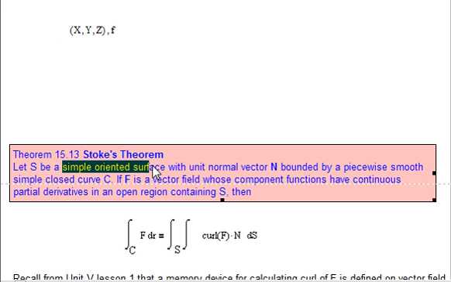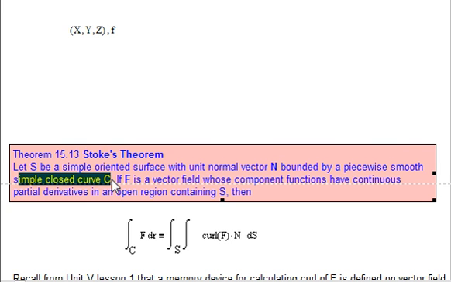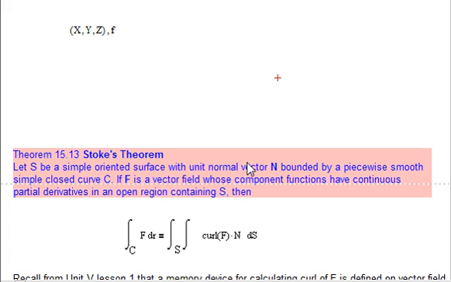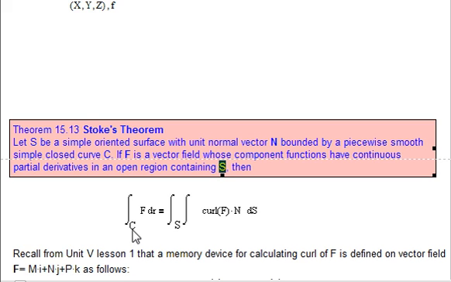Let S be a simple oriented surface, like our sphere above, with unit normal vector n bounded by a piecewise smooth simple closed curve C, like the circle in our above example. So if F is a vector field whose component functions have continuous partial derivatives in an open region containing the surface S, then look at this: the line integral over curve C of F dot dr is the surface integral of curl of F dot n, that's the normal vector to our surface S, dS.